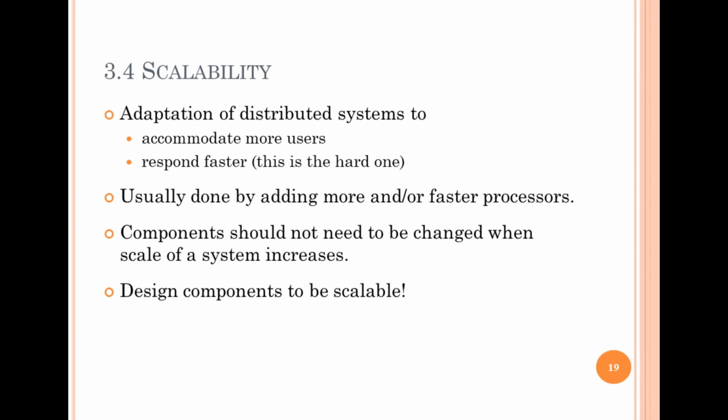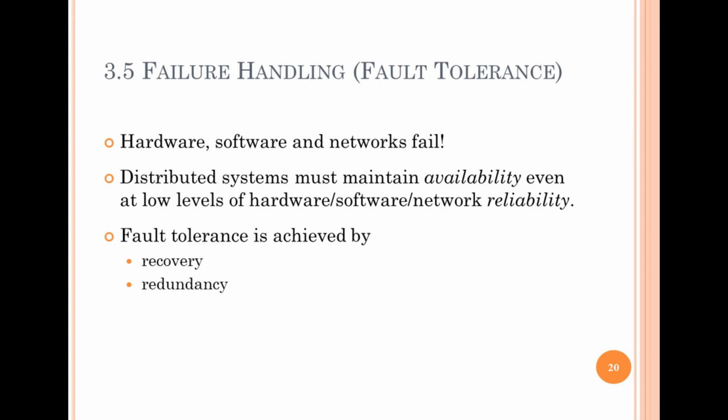Fourth one is scalability. If we are talking about scalability, it is adaptation of distributed system to accommodate more users. Second, respond faster, usually done by adding more and or faster processors. Components should not need to be changed when the scale of our system increases. The last one, always design components to be scalable. Fifth one, failure handling, fault tolerance.